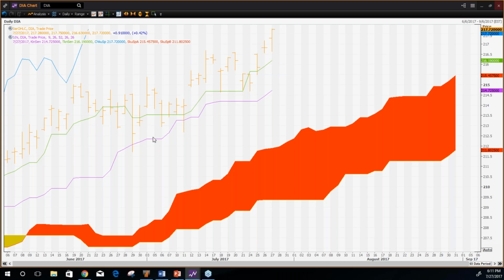Now, this one right here below it is the Kijun-sen, and this one is 26 periods. The reason that the 9 and the 26 were used is because when he created this, in the Japanese markets, they work on 6 days.